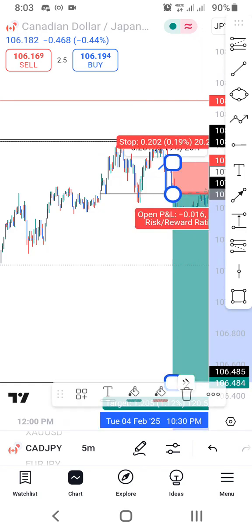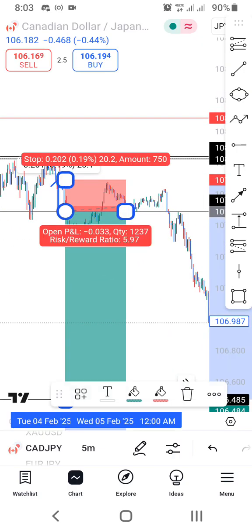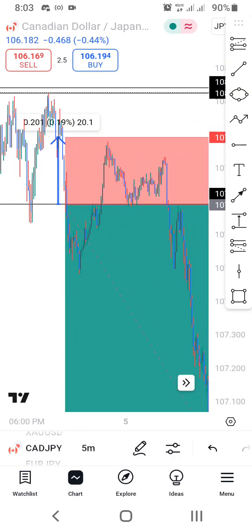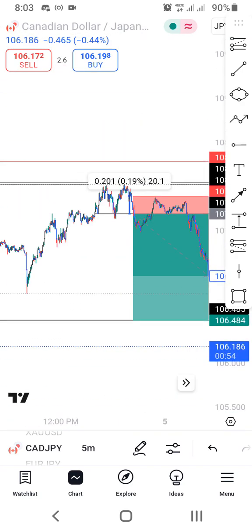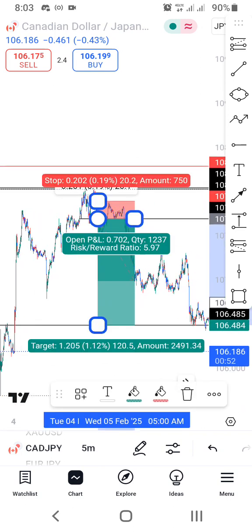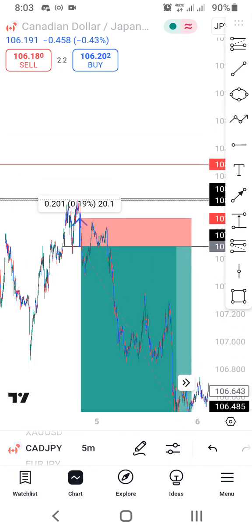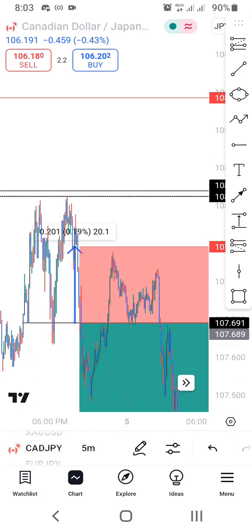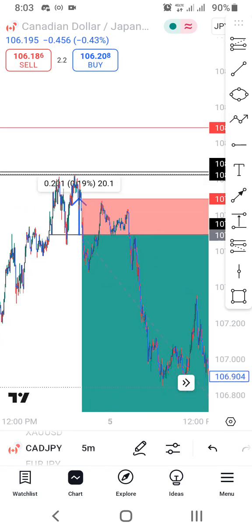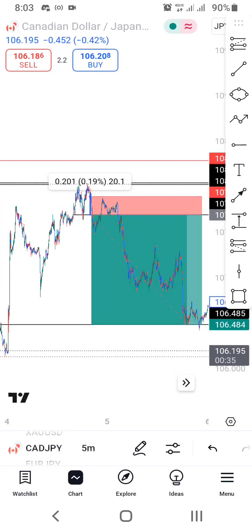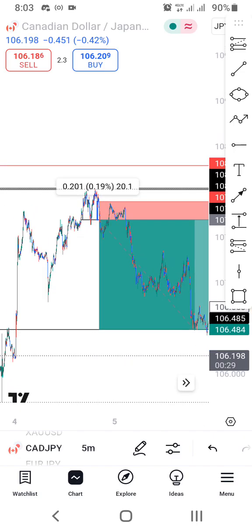Okay, even I'm seeing they're approaching it. Wow, it was almost hit. The stop loss was almost hit. Wow. Oh, they hit the TP. Yes, the stop loss wasn't hit. They have hit the TP below. Okay.